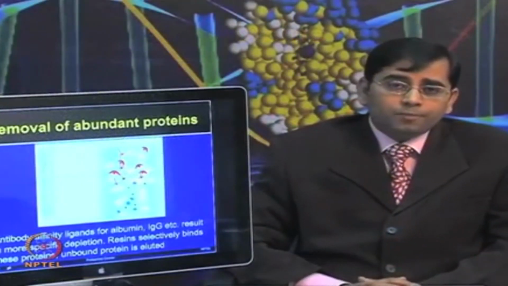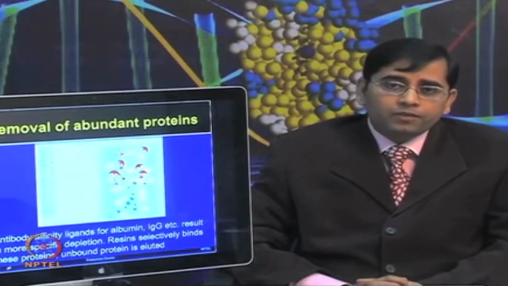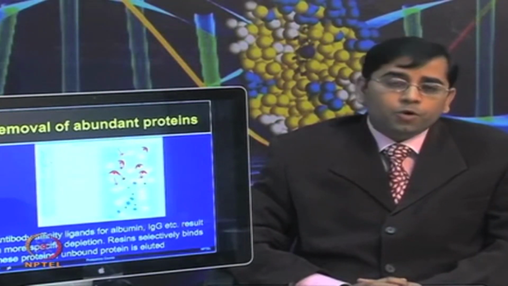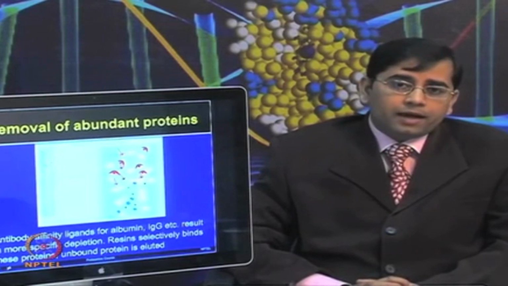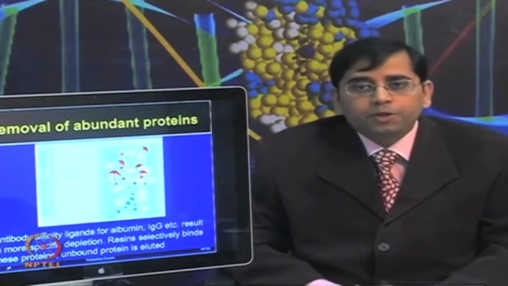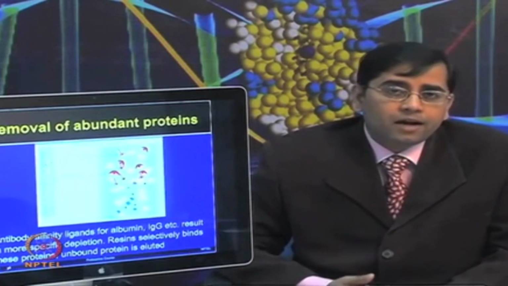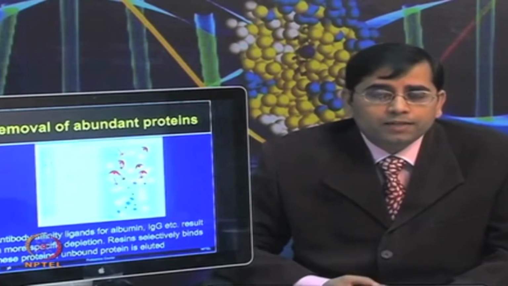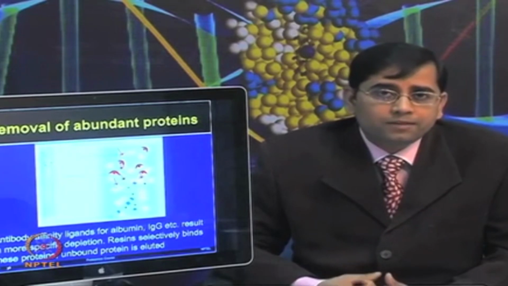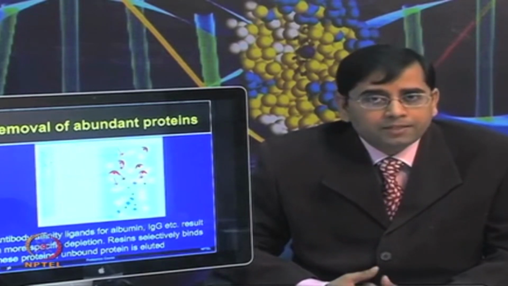There are different ways people have tried to remove these abundant proteins. Molecular weight cutoff and different types of chromatography methods have been used. The affinity chromatography based methods are highly efficient for a specific removal of these abundant proteins which are present in the serum.